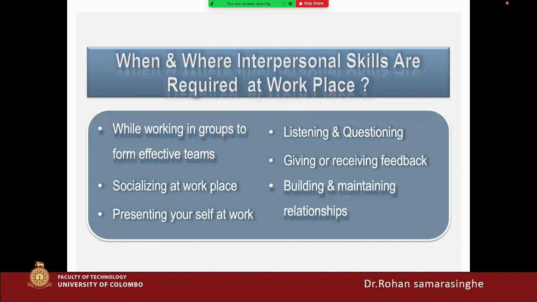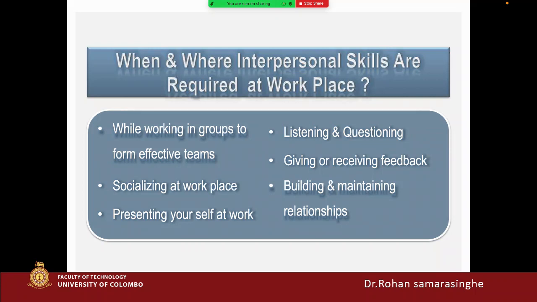So when and where interpersonal skills are required at the workplace, you have to understand when and where. While working in a group, forming an effective team and socializing at the workplace, as well as presenting yourself at work, listening and questioning, giving or receiving feedback, and building and maintaining relationships.